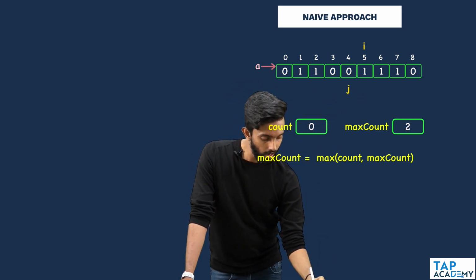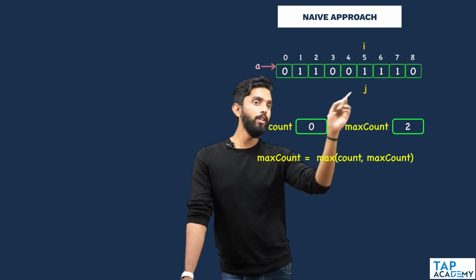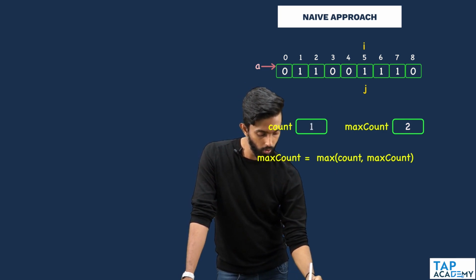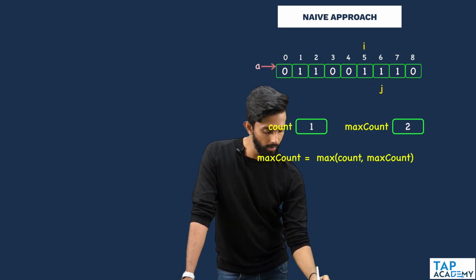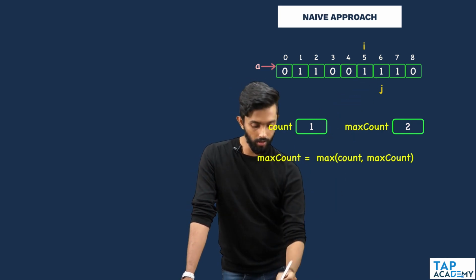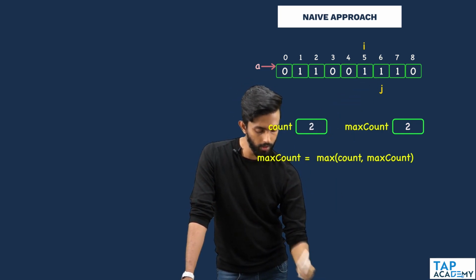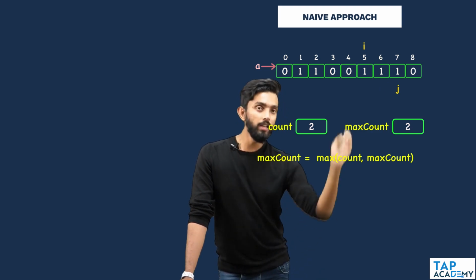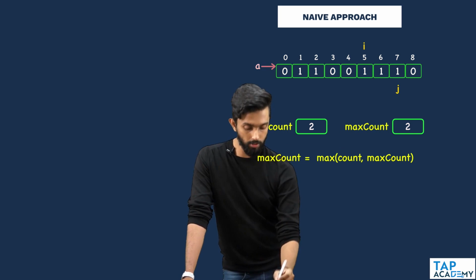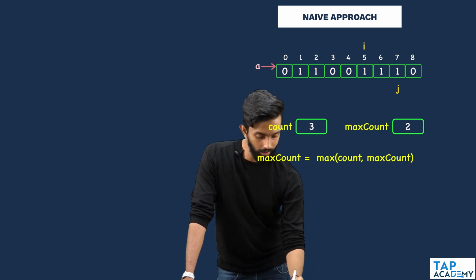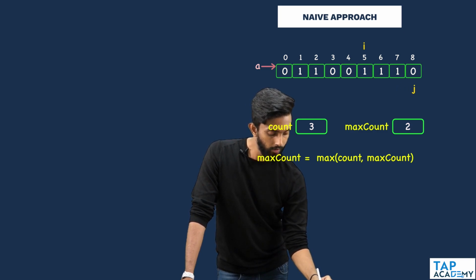Then j starts from wherever I is. Now I will check, is j equal to 1? Yes. Yes means increment the value of count. Then j moves forward. Is j equal to 1? Yes. Increment the value of count. Count becomes 2. J moves forward. And tell me, is it equal to 1? Yes. Yes means count increases. It becomes 3. Again, j moves forward, and I will check, is it a 1?